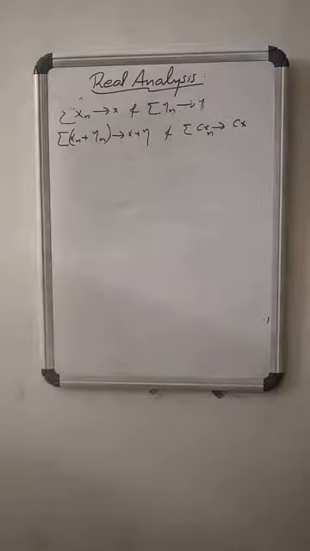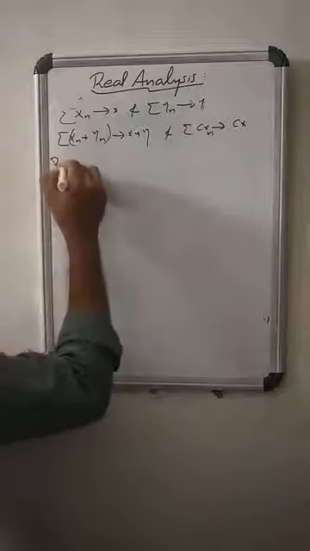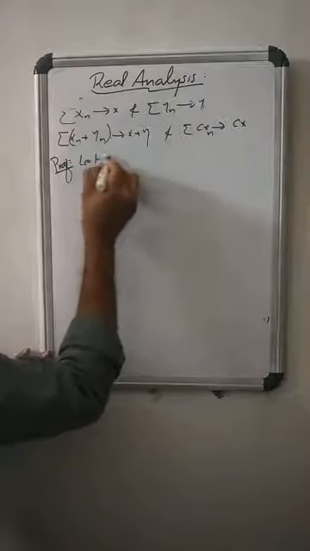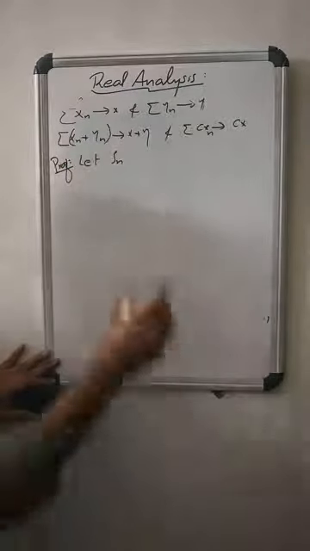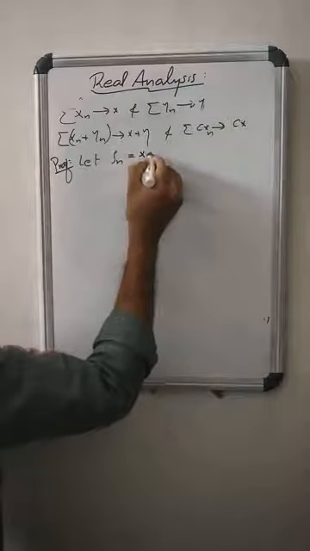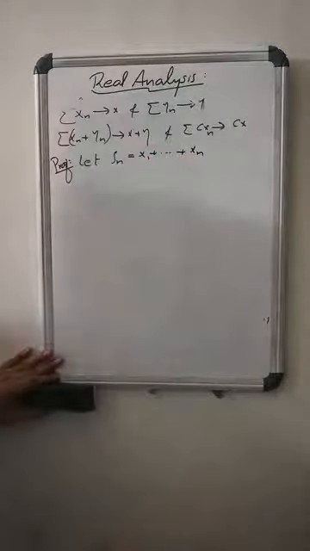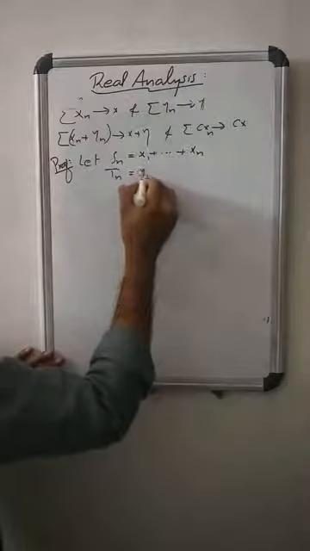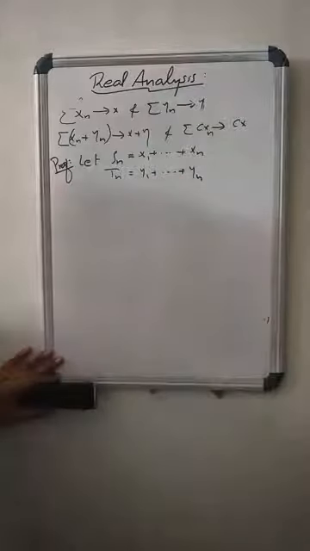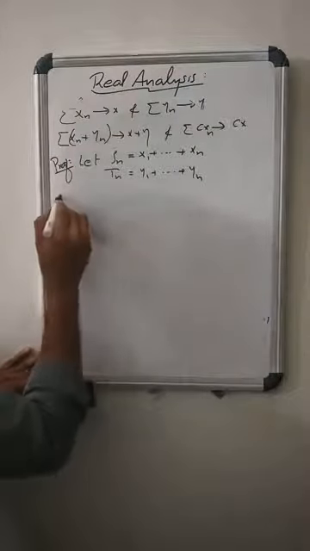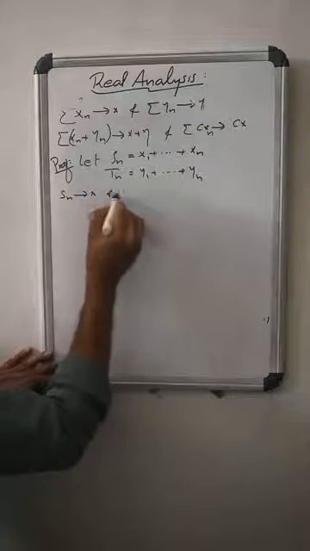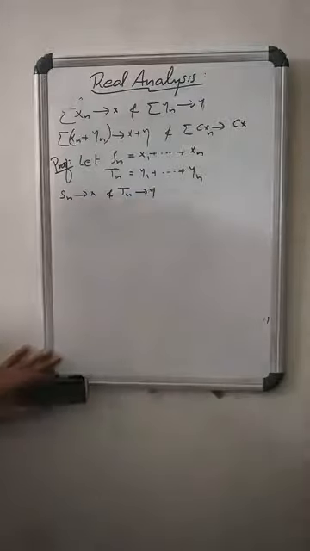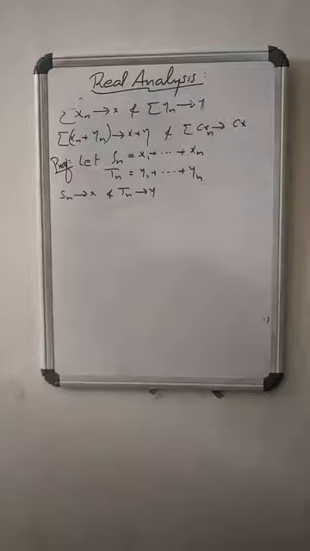Here Σxn and Σyn are infinite series. They converge. So let Sn be the partial sum of Σxn, meaning Sn = x1 + ... + xn. Let Tn be the partial sum of Σyn, that is y1 + ... + yn. Since Σxn and Σyn converge, surely Sn converges to x and Tn converges to y. Okay? Why? Because Σxn converges to x and Σyn converges to y.